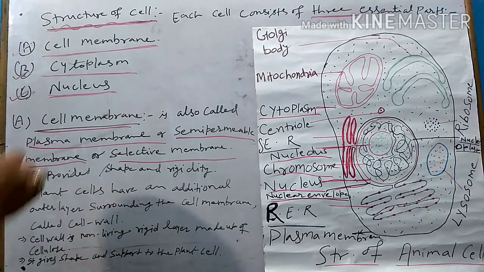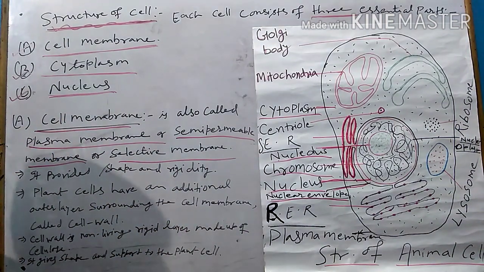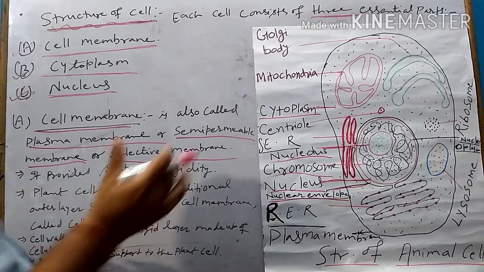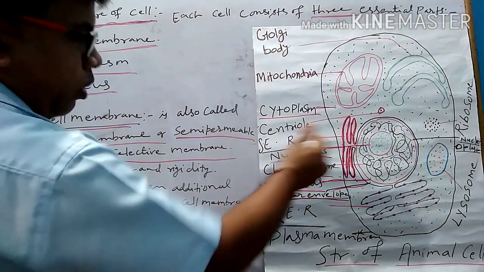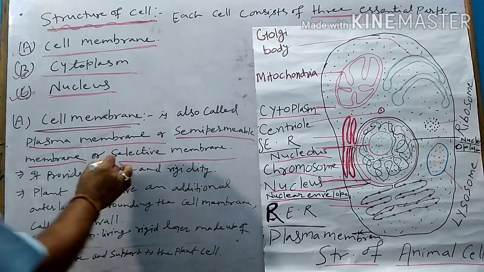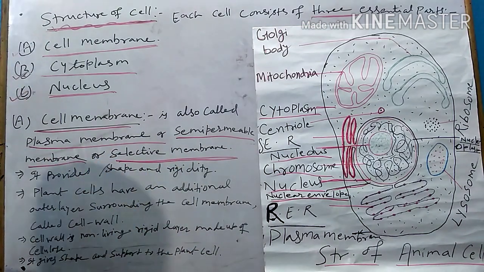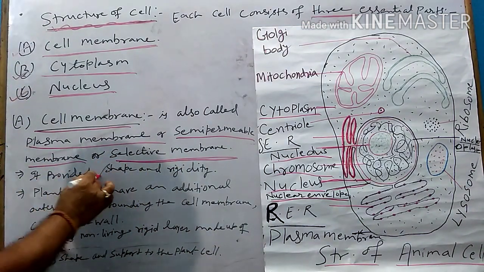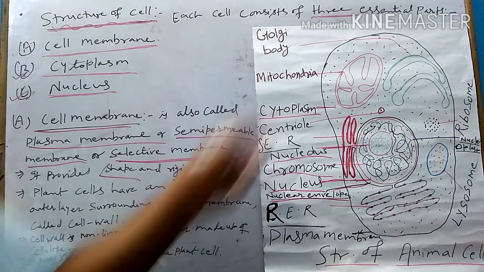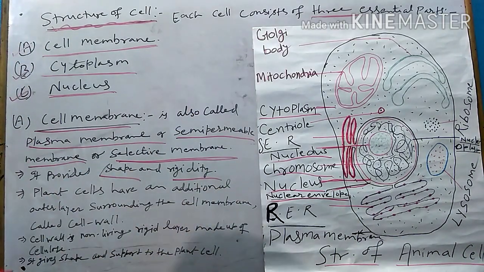Cell membrane is also called plasma membrane or semi-permeable membrane or selective membrane. It is a semi-permeable membrane or selective membrane because only certain substances pass across it. It provides shape and rigidity. So that is the main function, shape and rigidity.